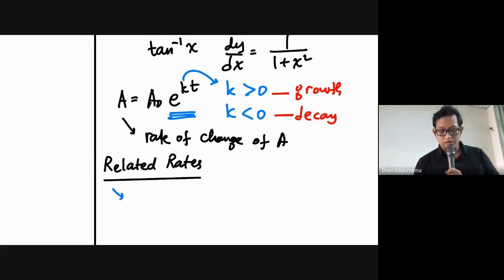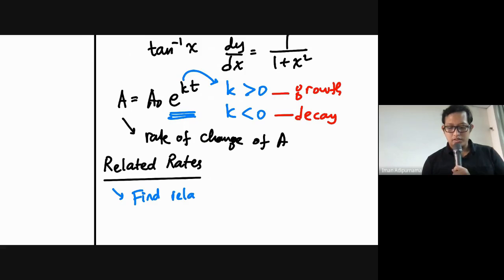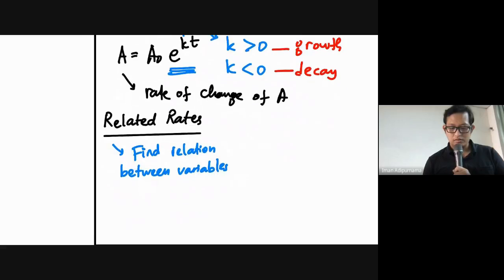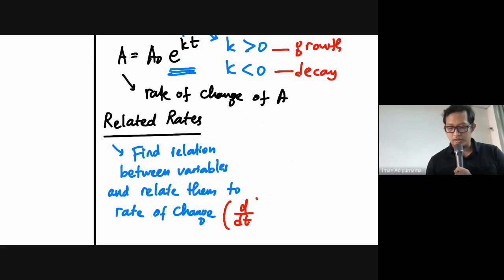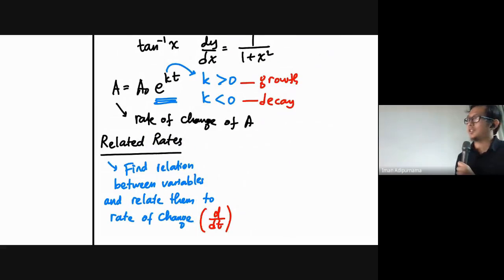So basically, this is to find the relation between variables and relate them to rate of change. Rate of change, usually we are using the time, d/dt. I think that's basically chapter 3.